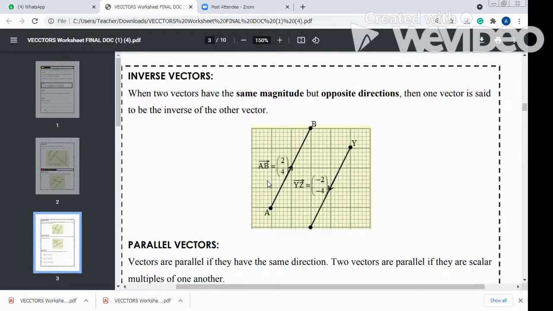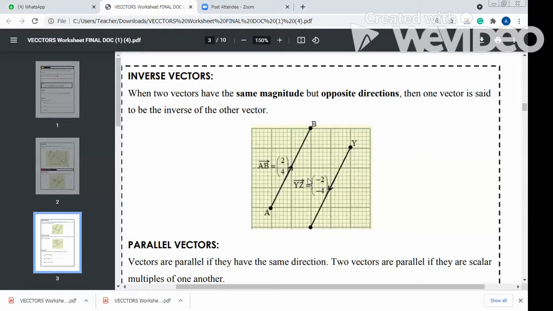As you can see, A to B is what? 2, 4. But Y to Z, as you can see, is going in the opposite direction. Look at the arrows. And look at what you notice about the values for Y and Z. They become negative, right? So both of them are positive over here, and both of them become negative over here.